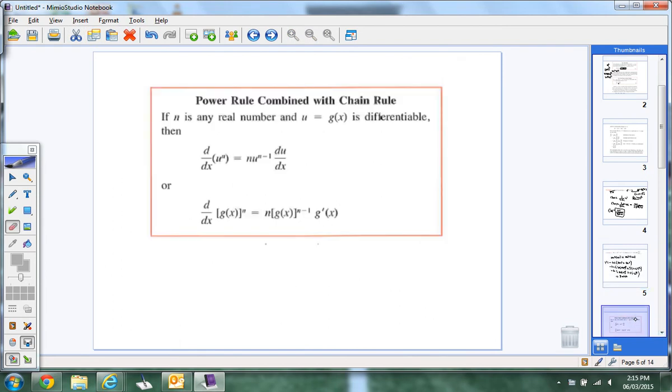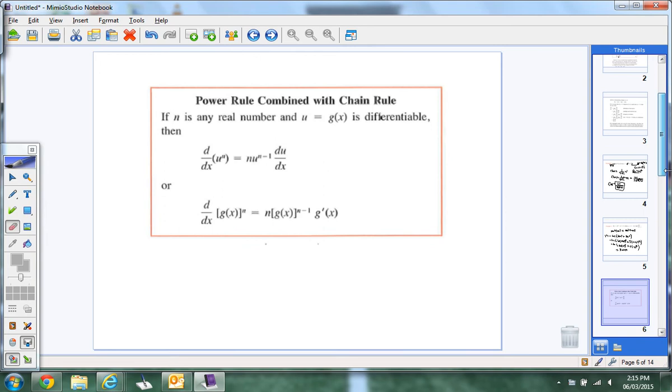All right, so the power rule combined with the chain rule. This is just talking about when you have to do them together. If n is any real number and u equals g of x is differentiable, then, so that just means n is in your exponent. You still will drop it. So n minus 1 means you drop the n, and you take the derivative of u. Just another way of writing what we've been doing. So drop the exponent, keep the middle, that same thing to the n minus 1, and then the derivative of the middle.